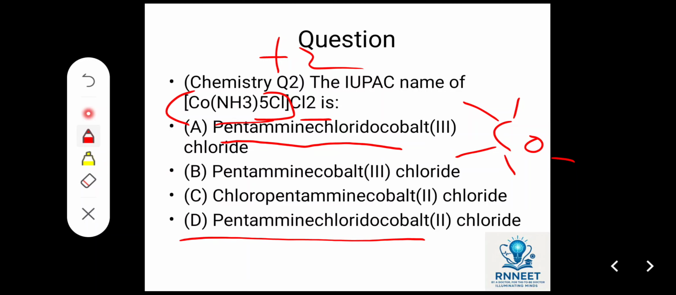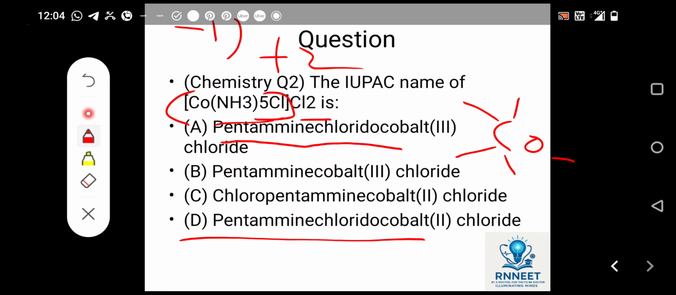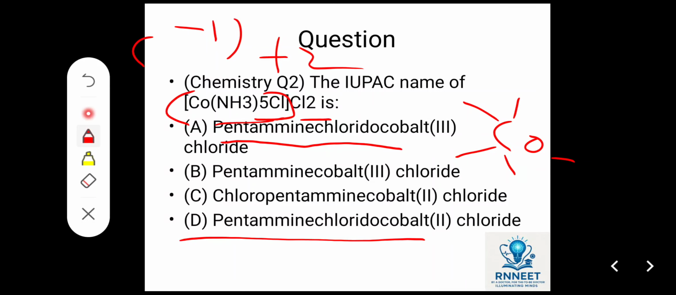NH3 is neutral, so therefore no charge. There is only one chlorine which will have -1. So if the total charge should be +2, the cobalt should have a +3. Cobalt here cannot have 2, cobalt has to have 3. Because the charge of cobalt here is 3, you say it is a pentaamine chlorido cobalt 3 chloride. It is not a 2 chloride.